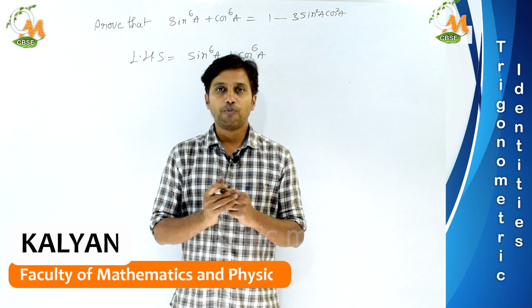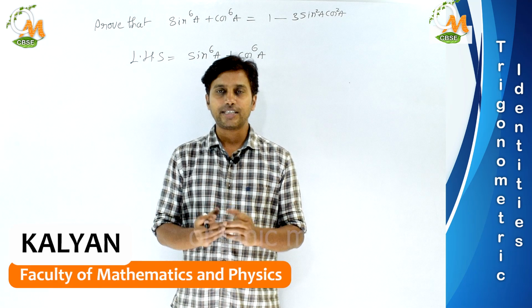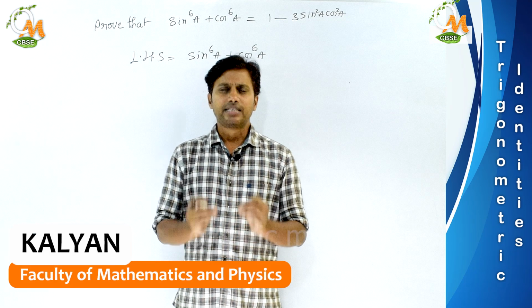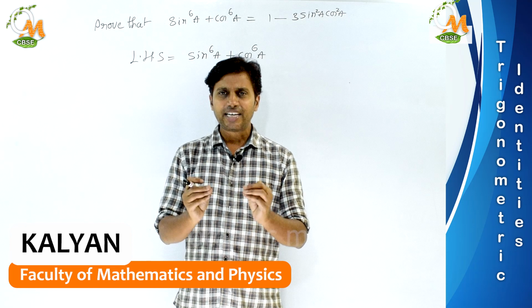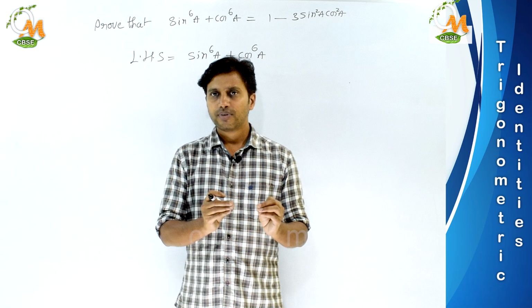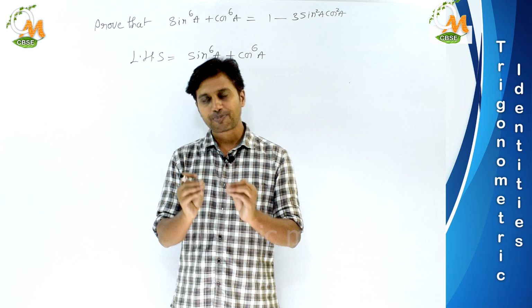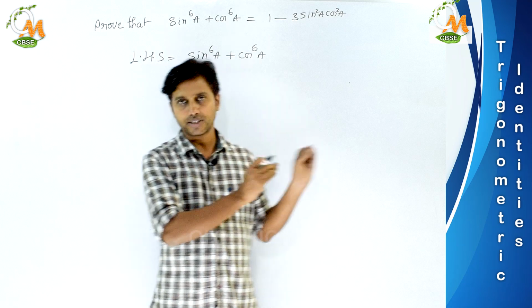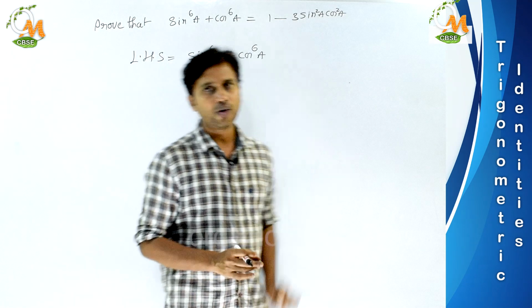So let us do one more problem based on trigonometric identities, which is a very simple one, just based on the algebraic identity a cube plus b cube. If you know the expansion of a cube plus b cube, you can solve it. It's the simplest one. Let us see how to do it.